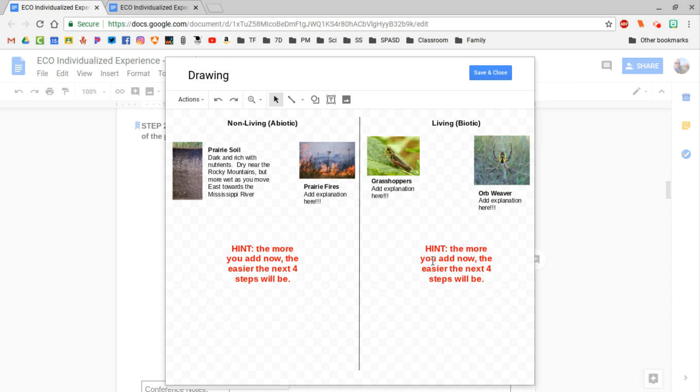And then a big hint, the more you have now, the easier the next 4 steps will be, because as you look ahead to step 3, you're actually going to be connecting these in like a food web, an energy web. And there's a lot of different words for it about how they're connected to each other and how they rely on each other. So the more you get now, the easier the next steps will be.